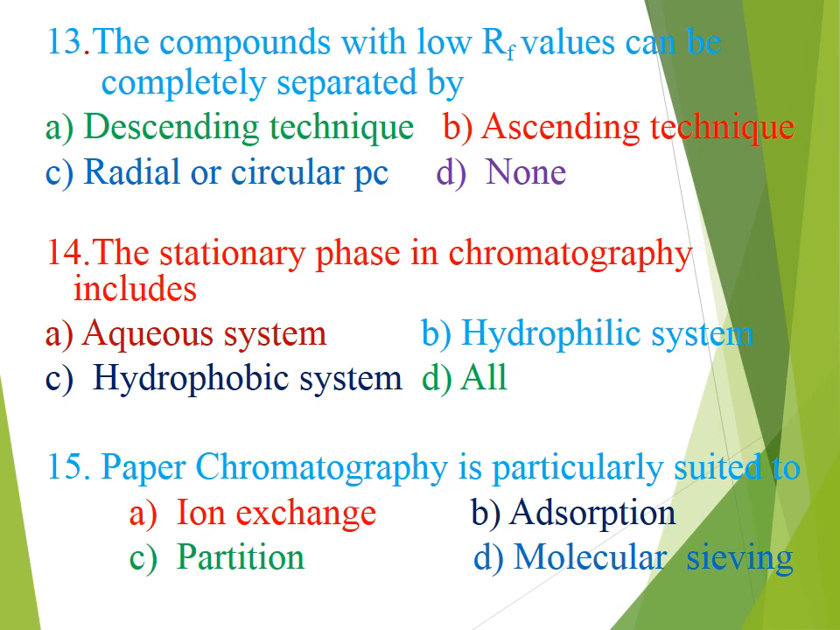The compound with low RF values can be completely separated by A. Descending technique. This is the suitable method for these low RF values. 14. The stationary phase in chromatography includes A. Aqueous system, B. Hydrophilic system, C. Hydrophobic system, D. All. Option D is correct.